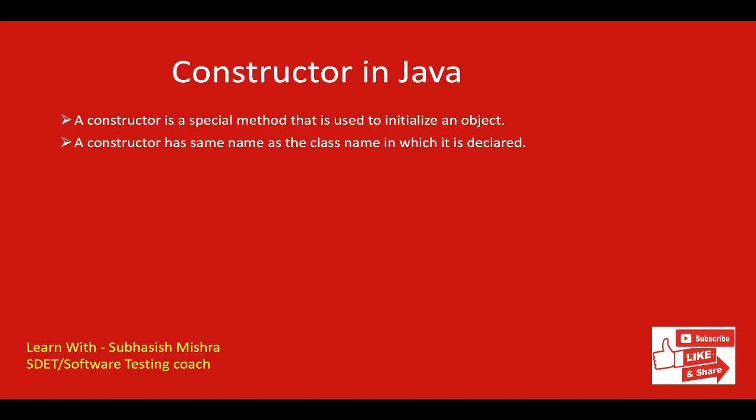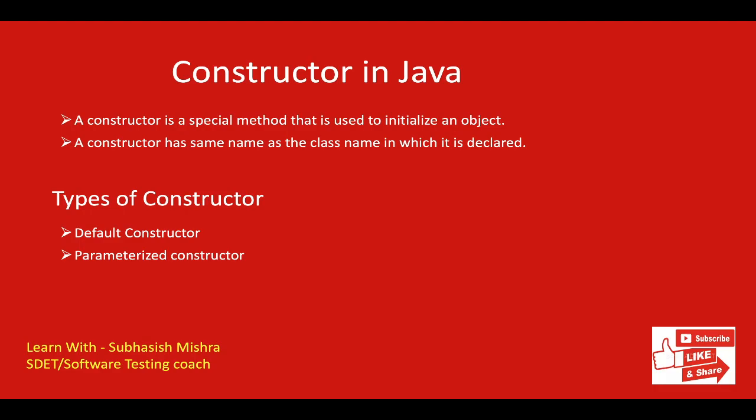A constructor has the same name as the class name in which it is declared. A constructor must have no explicit return type. A constructor in Java cannot be abstract, static, final or synchronized. These modifiers are not allowed for a constructor. Class name is the name of the class, as the constructor name is the same as the class name. Parameter list is optional because constructors can be parameterized and non-parameterized as well. We'll see all these things in the examples.